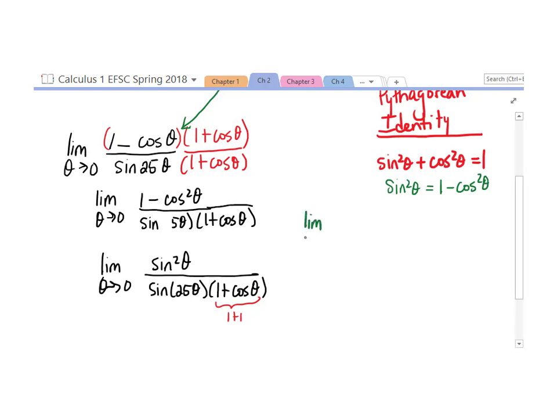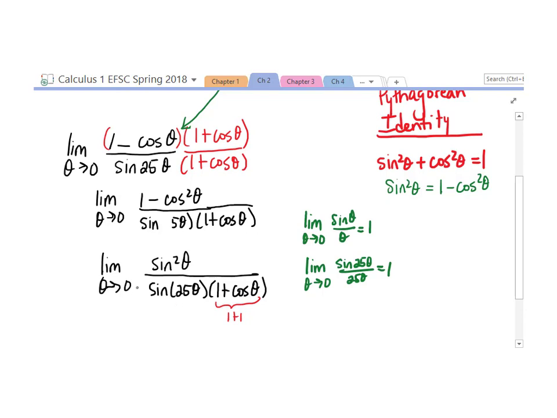Remember, we're using the limit as theta goes to 0 of sine of theta over theta equals 1. Well, this works if you have sine of any expression over itself. For example, the limit as theta goes to 0 of sine of 25 theta over 25 theta would also go to 1. So I just need a denominator of 25 theta under this sine of 25 theta to get it to go to 1 instead of 0.